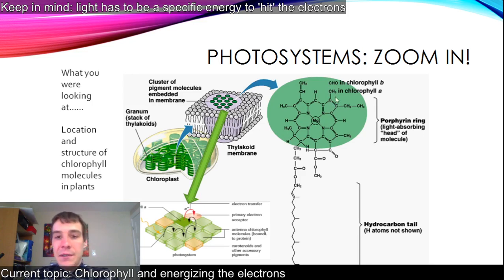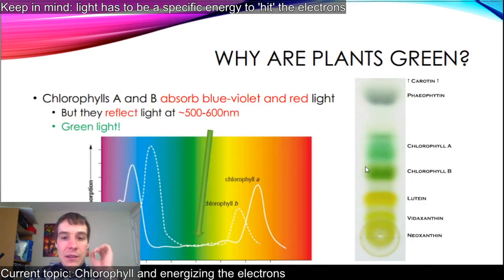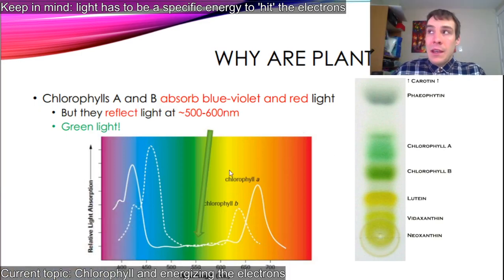And because they're different molecules, they're going to have slightly different energies that they absorb the electrons at, and that's shown on this graph here. I'm going to move my head out of the way. They absorb blue light, and they absorb reddish light. So this is a graph of absorbance. So the big spike is where they absorb the most. You can see the solid line is chlorophyll A, and the dotted line is chlorophyll B.